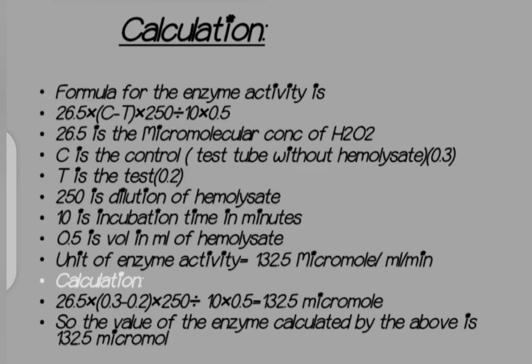So now we have to calculate the activity of enzyme catalase present in rabbit blood by using the formula as given below. For this we have to take 26.5 micromolar concentration of H2O2. We have to take control, that is 0.3, and then we have to take the test, that is 0.2. Then we have to put all these values in the formula, and the final answer will be 132.5 micromole.